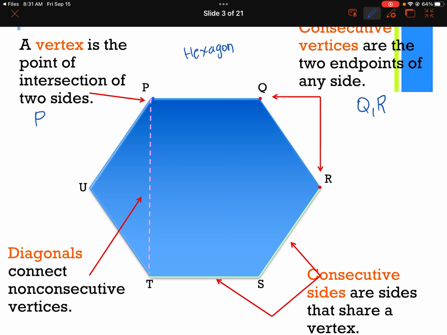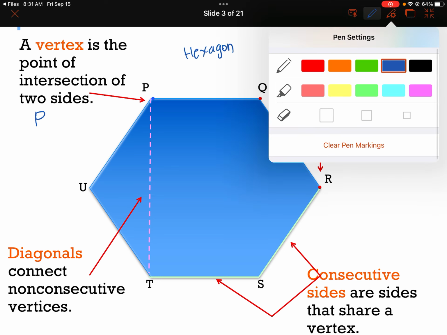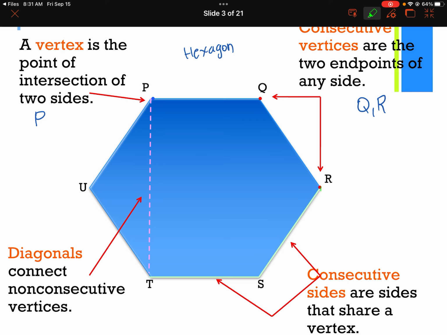Consecutive sides are sides that share a vertex. So again, look at the arrows. We have a green segment here and a green segment here. Those are considered consecutive sides because they have point S in common. Segment RS and segment TS share point S. Notice how they have S in both. Those are consecutive sides.